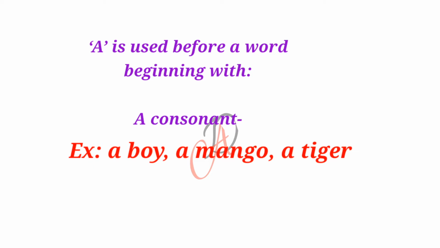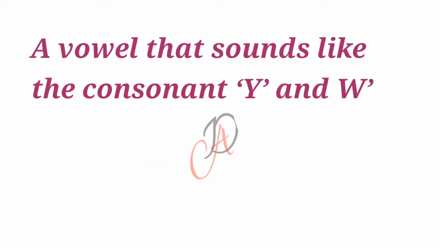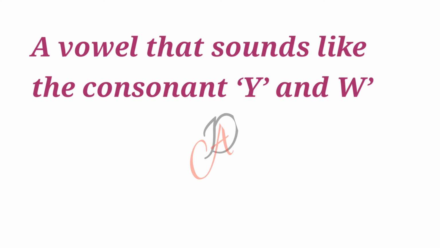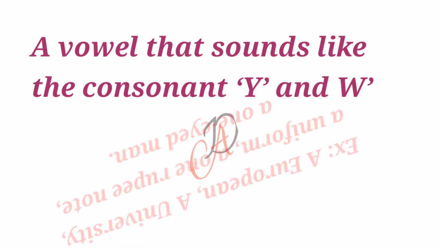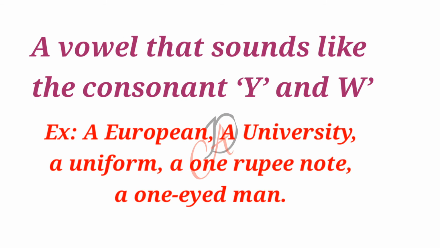So let's move on. The important thing here is, when we use the vowel letters like U and E with the sounds Y and W, we use the indefinite article a though the word starts with a vowel, because we consider sound rather than the letter. So an important note, guys, whenever using the indefinite article, we consider sound rather than the letter. For example, a European, a university, a uniform, a 1 rupee note, a one-eyed man. All these words start with a vowel, but we use a instead of an because they sound like a consonant.